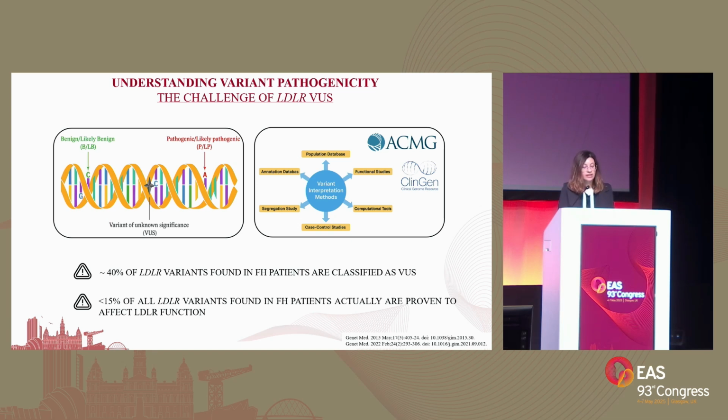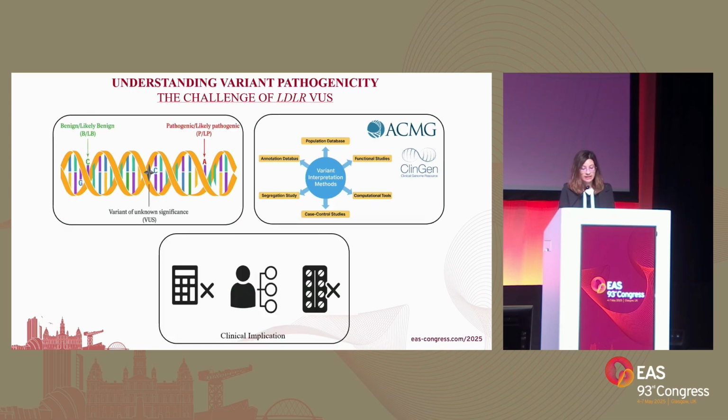And less than 15% of all LDLR variants actually reported in the ClinVar database are proven to affect LDLR function by functional study. Variants classified as uncertain are a problem because they cannot be used for clinical decision-making. They preclude cascade screening in the patient's family, and sometimes they preclude access to new lipid-lowering therapies.